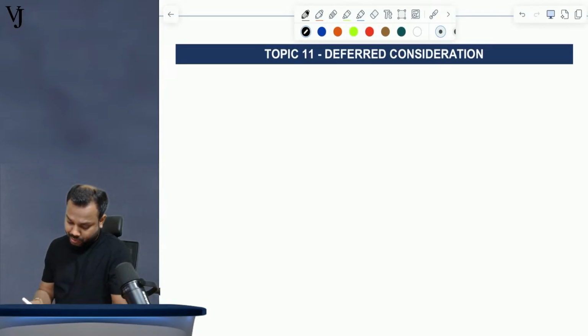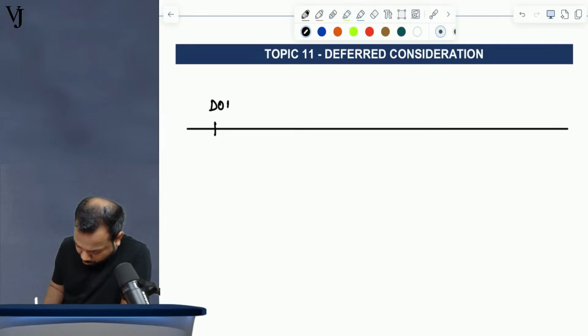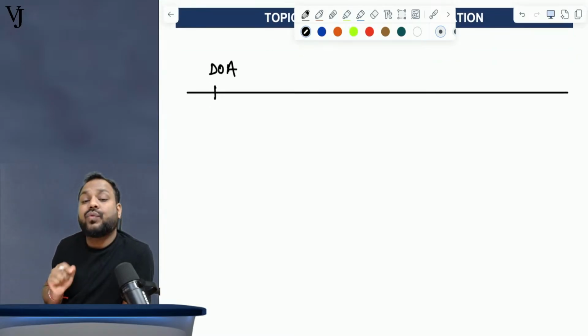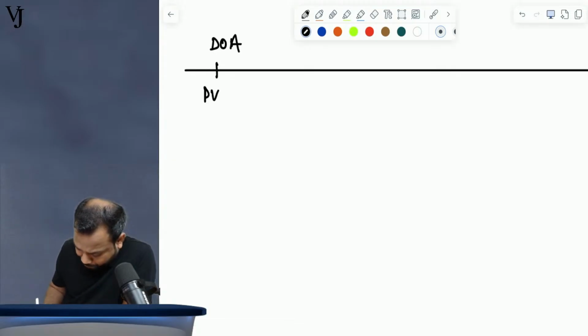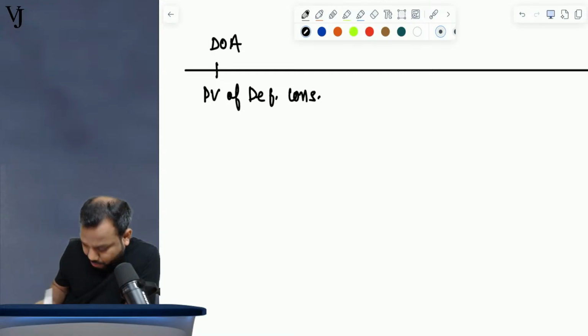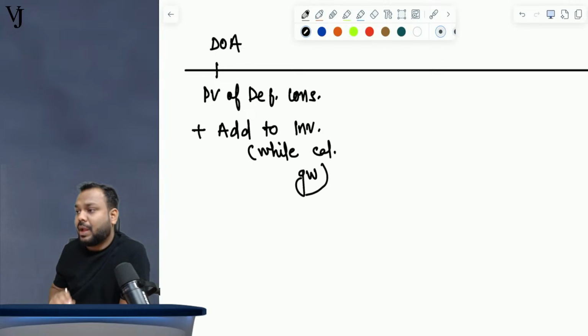So understand, on the date of acquisition, you have to first of all rectify the investments. How? First of all, compute the present value of deferred consideration and add it to investments while calculating goodwill. Add to investments, point number one.